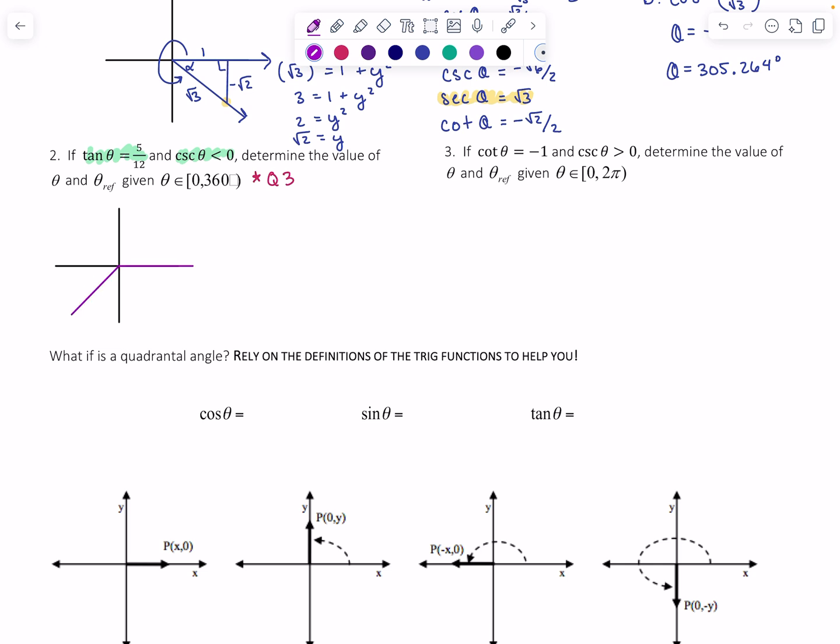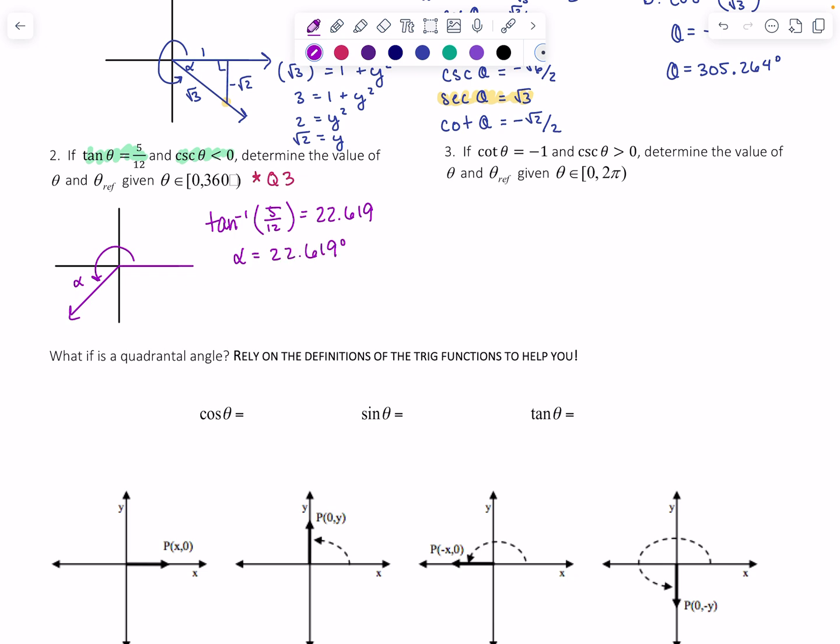And moving down this way. So we know that theta is going to be moving like this, and this is going to be our reference angle. So we know we're looking for theta in our reference angle, meaning that we're going to take tangent inverse of 5/12, and again, grab your calculator. That's going to give us our 22.619. But again, that's our reference angle.